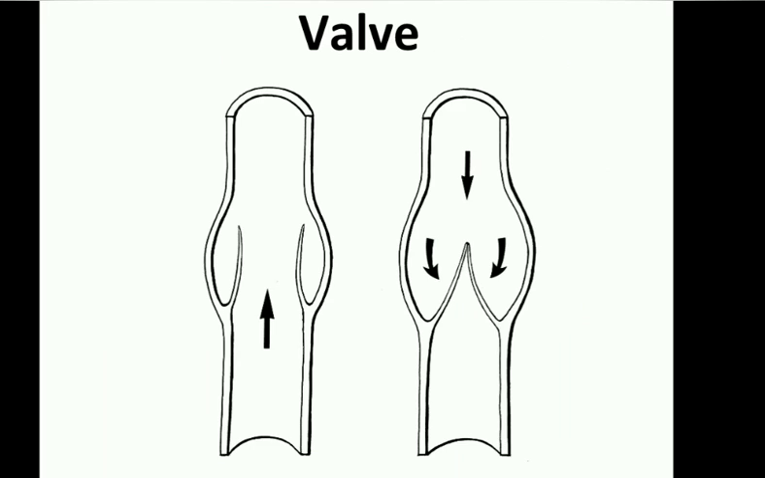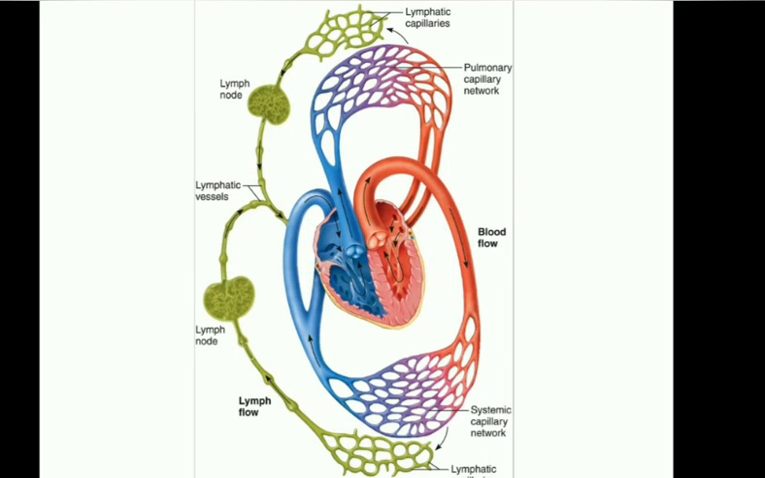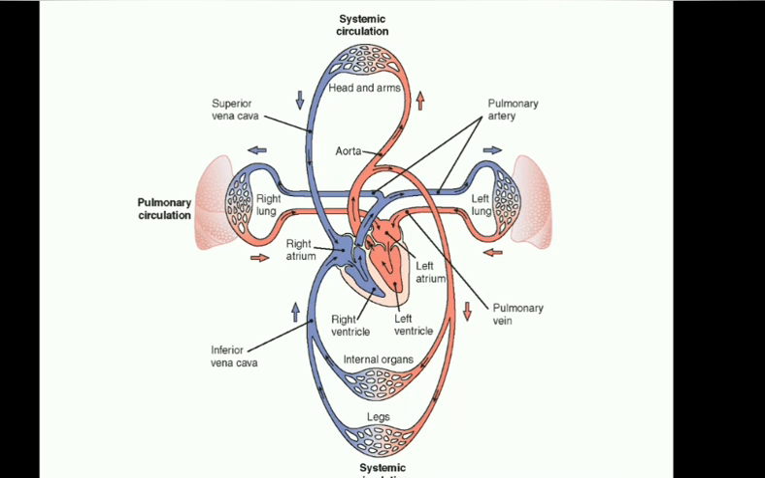So next we have the lymphatic vessels. These also, you can see, contain valves to prevent the backflow of the WBCs contained in it. Then we have two types of circulation in our body. The first is pulmonary and then systemic.